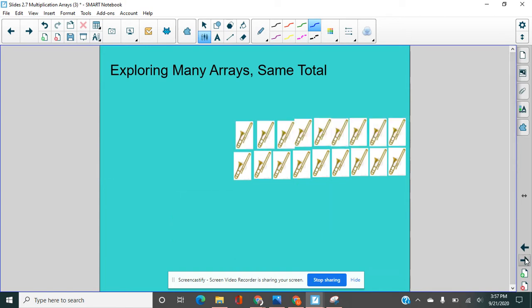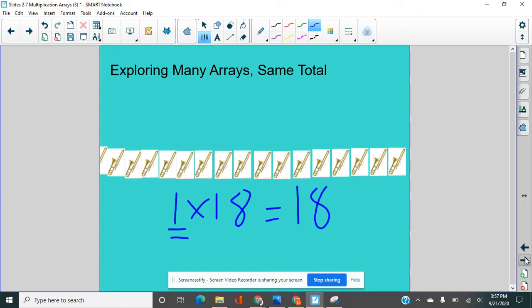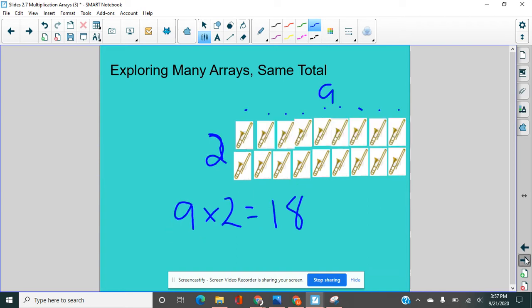Here's another way, right? Look at this. How's this different? Well, let's see. Let's count across the top. 1, 2, 3, 4, 5, 6, 7, 8, 9. So 9 across and 2 wide. There we go. This is 18, right? 18 trombones. And if we were going to write this as a math problem, we would write 9 times 2 equals 18. Right? See, we've got 1 times 18 equals 18. 2 times 9 equals 18.